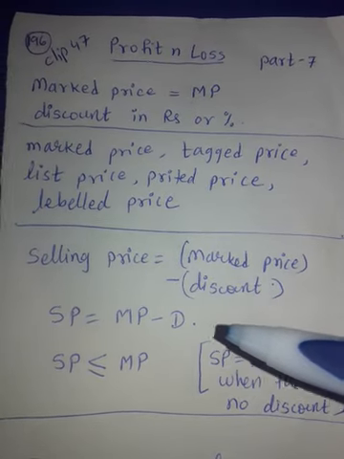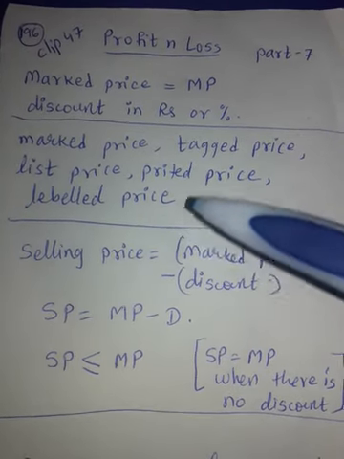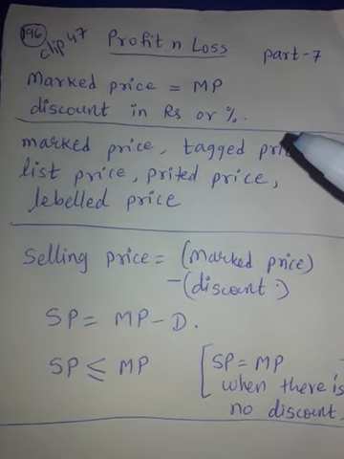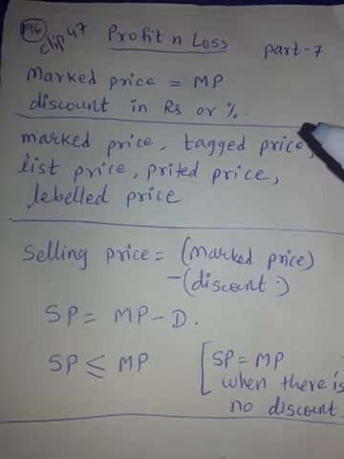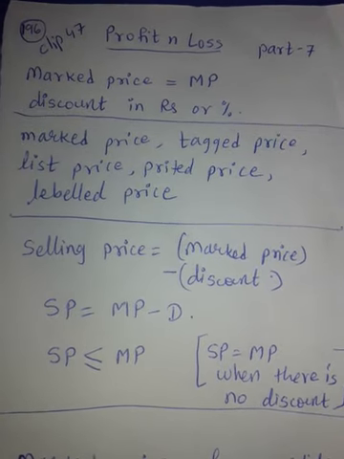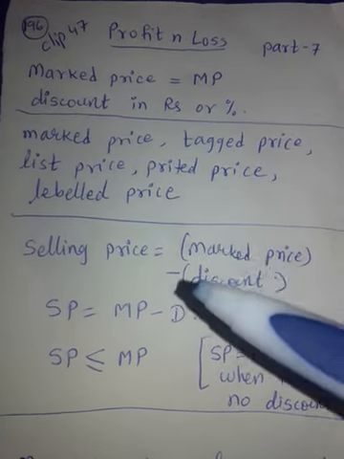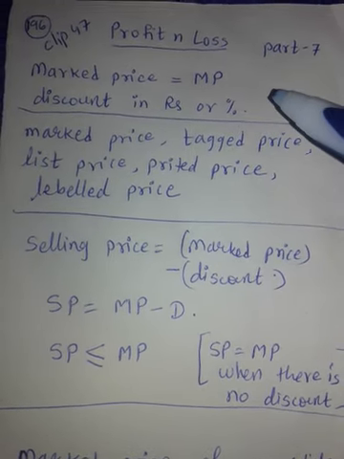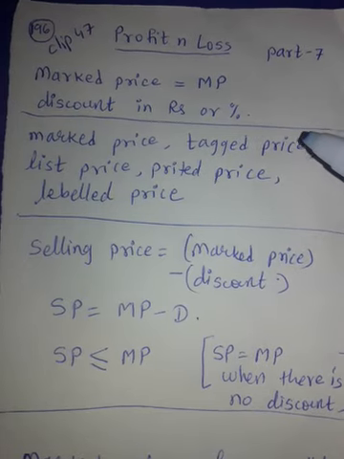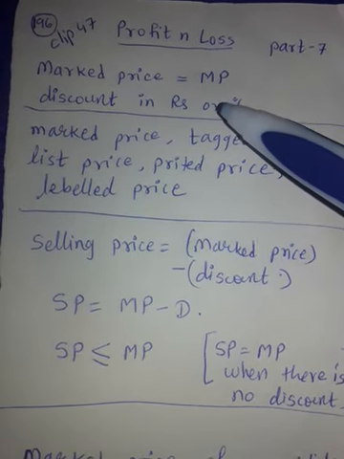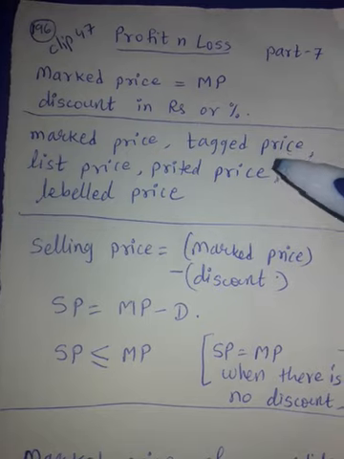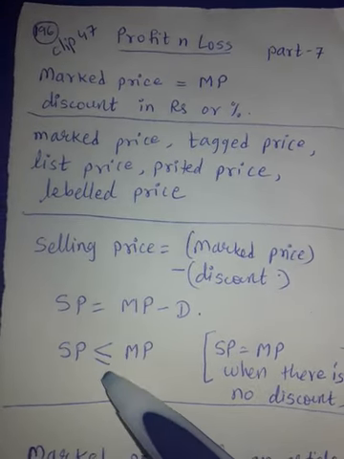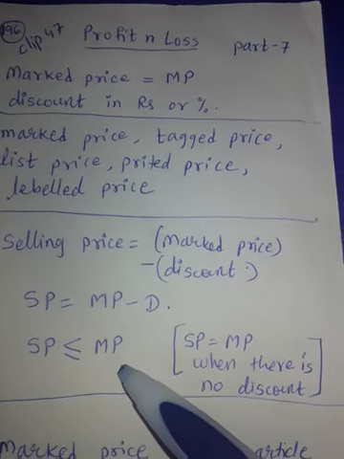But suppose we know that this particular shopkeeper can reduce the price. What do we ask him? Please reduce it a bit, give it for 1200 instead of 1500, isn't it? So that mark price we try to reduce. If he decides to reduce it, suppose he has put the label of 1500 but he decides to reduce it to 1200, then the mark price is 1500 but the selling price is 1200. Getting it? So that selling price will always be less than or equal to mark price.